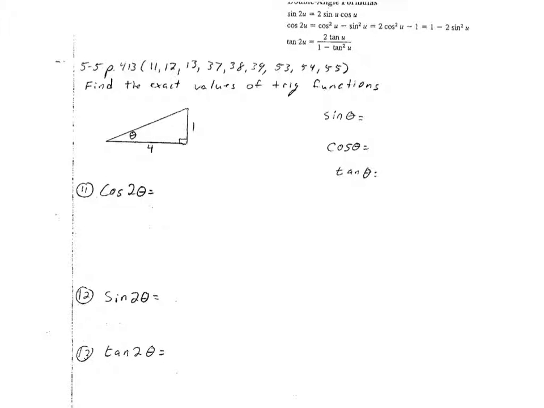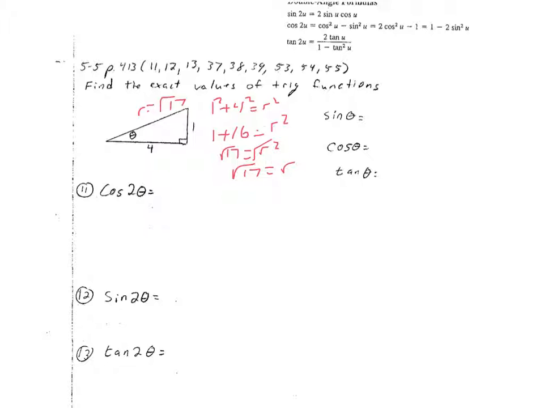For section 5.5 on page 413, for our first question, we have to find the exact values of the trig functions. We're given a triangle. The first thing we need to do is find our hypotenuse, which I'm going to call radius since we're kind of thinking of the unit circle. I do the Pythagorean theorem, so I'm going to have 1 squared plus 4 squared equals r squared. I'll have 1 plus 16 equals r squared. 17 equals r squared, so r will equal the square root of 17.